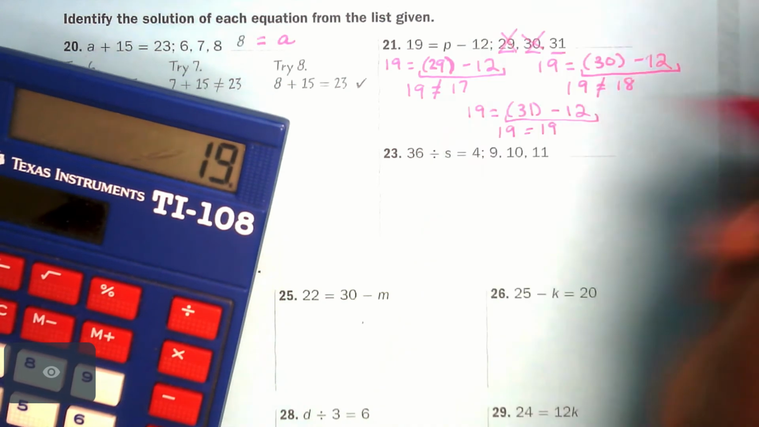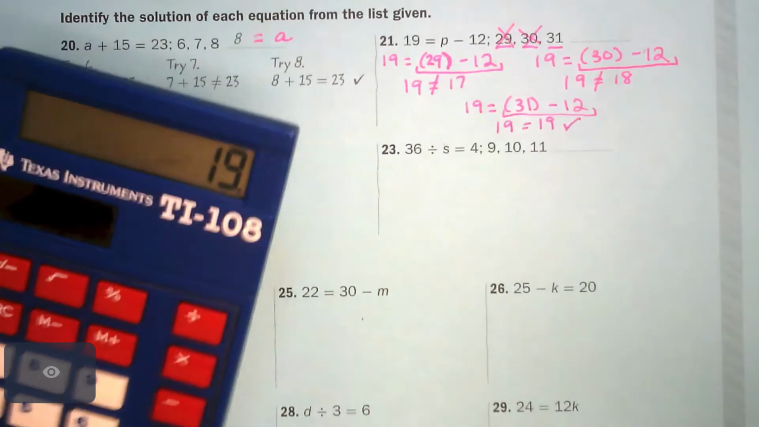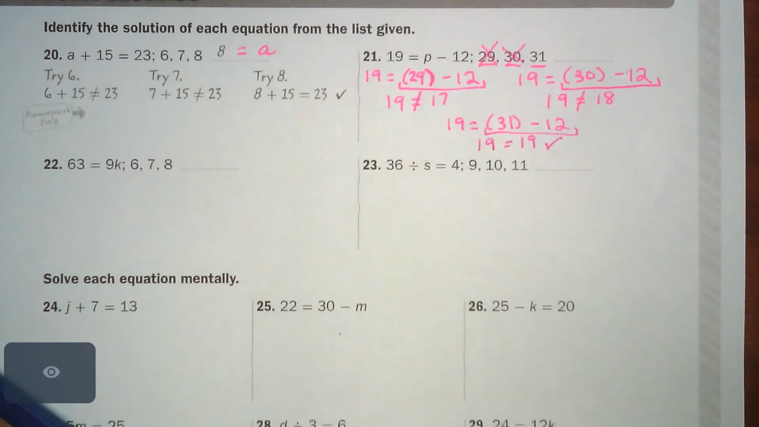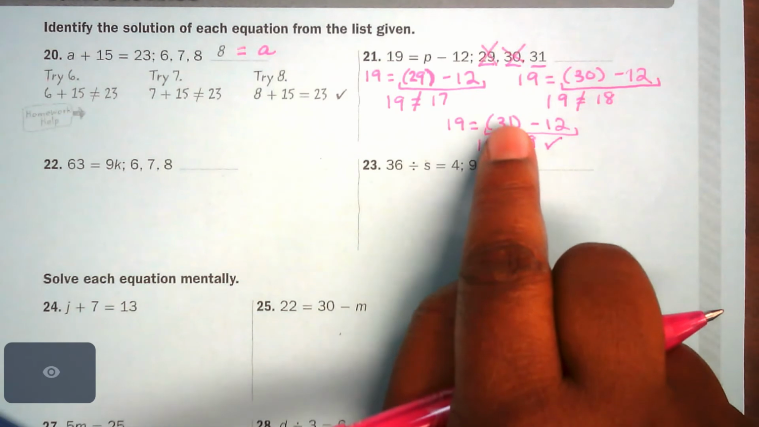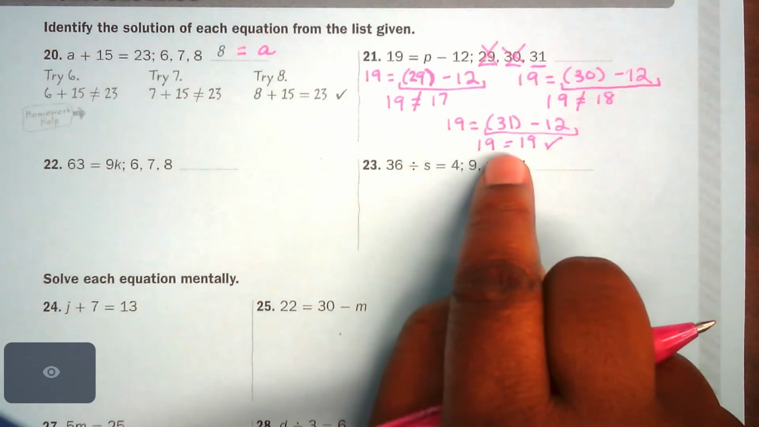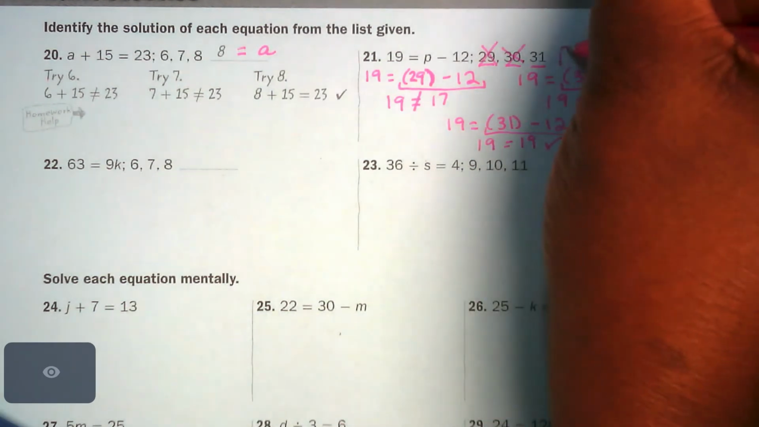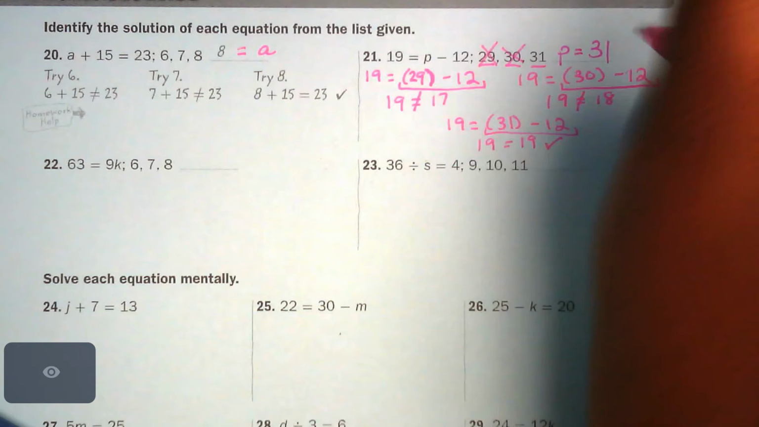Does 19 equal 19? Indeed it does. Put my check mark. And now I know that when I substituted in 31, that was what made this equation true. So my P is equal to 31.